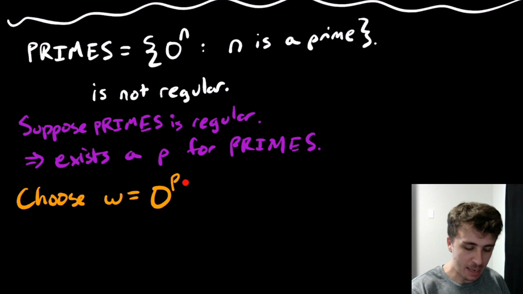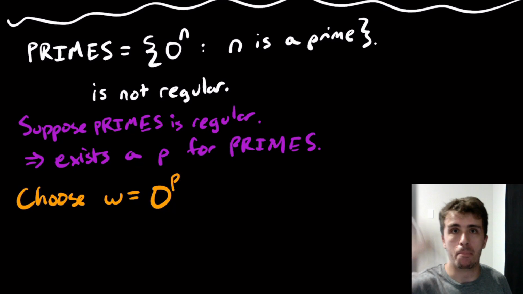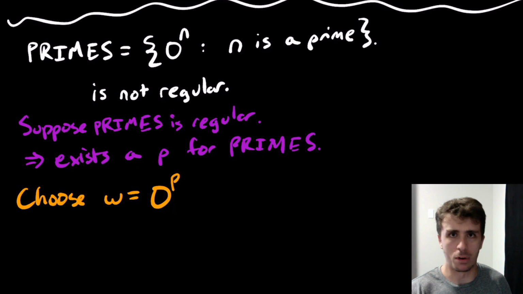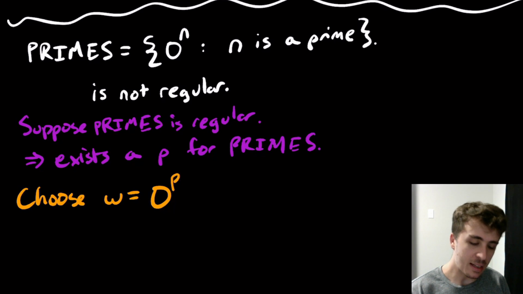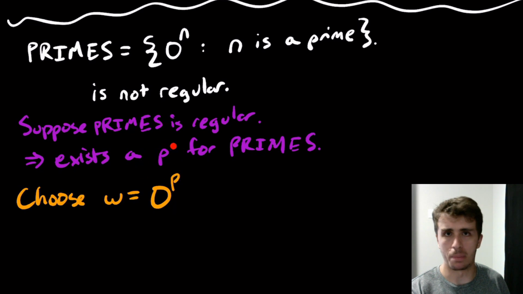So we can't pick this string, but the great thing is that there always is a prime bigger than p. And how do I know for sure? Because there are infinitely many primes for a number of reasons. And I'm sure you can find proofs of why there are infinitely many primes, but there are infinitely many primes. So what we can do is just pick any prime that's bigger than this number p.